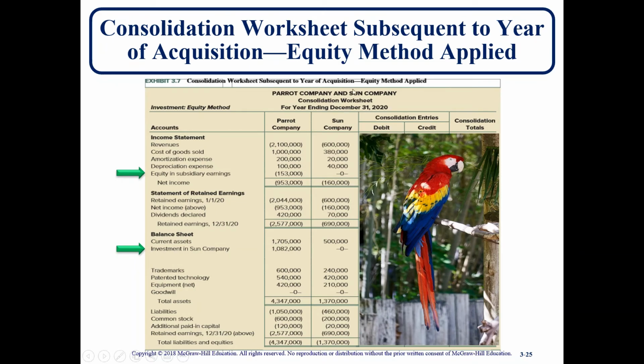So here we have our consolidation worksheet as of December 31st, 2020. Again, we are using the equity method, and we have our equity in subsidiary earnings in parent's financial records of 153,000. This would be the 160,000 net income from Sun Company less the amortization of 7,000. And then we have the investment in Sun Company of 1,082,000, and we have already shown how this amount came to be in the previous slide.